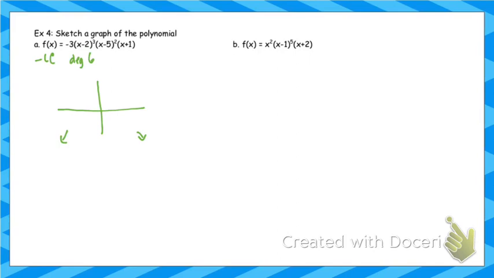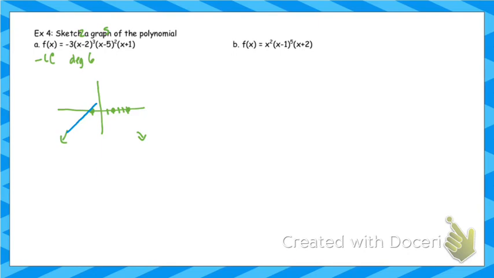All right, let's go ahead and mark our intercepts. I have an intercept at 2, I have an intercept at 5, and I have an intercept at -1. Then all we need to do is determine what our graph does at those points. So again, at -1, that factor has a multiplicity of 1. So that means my graph is going to cross at that point.